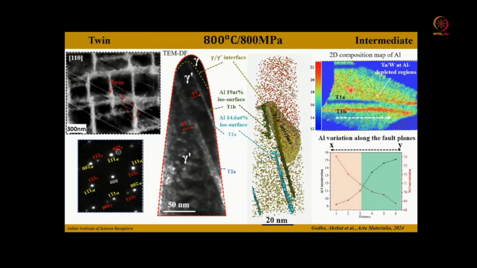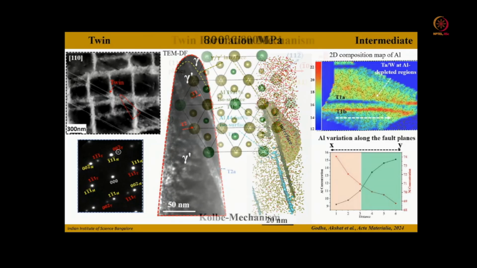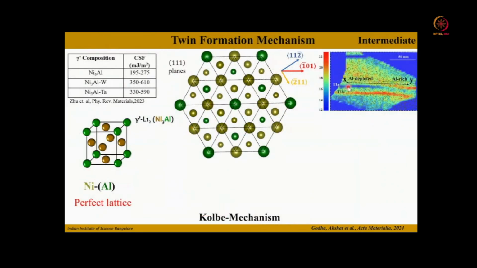With these profiles, we need to remember that as per Kolbe's mechanism, he has proposed that in an ideal Ni3Al lattice, ideal Ni3Al lattice means only aluminum is occupying the 000 positions, while nickel is occupying the FCC position.